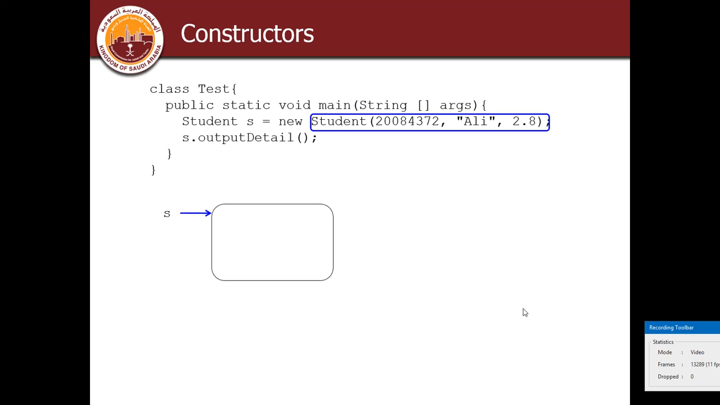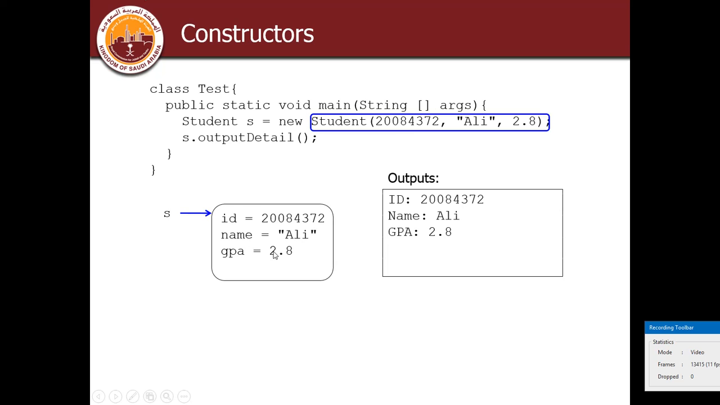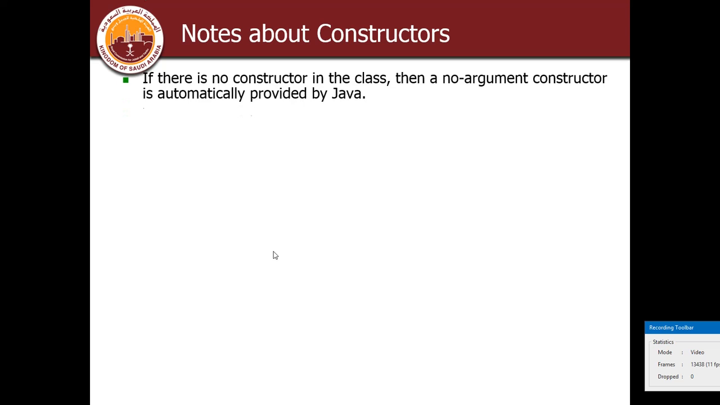So now what it will do, it will create an object of the student and it will initialize the value of ID with this number, name with Ali, and GPA with 2.8. So this will be the output.